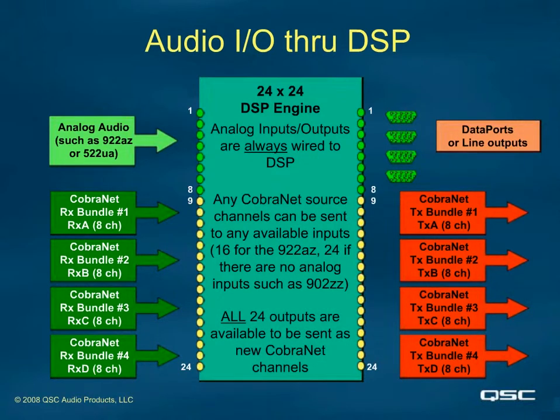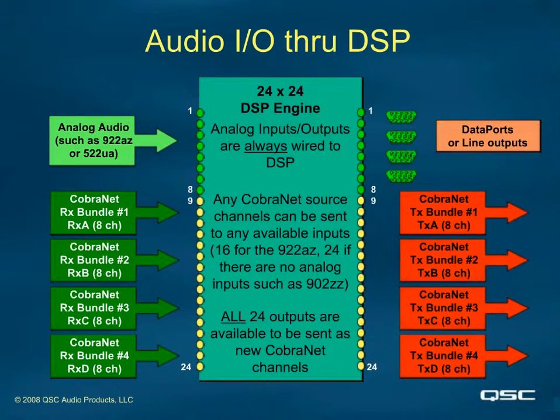Outgoing CobraNet signals can be populated up to 4 new bundles, with up to 8 channels per bundle for a total of 32 channels. Unlike the inputs, which are limited to those available which are not already pre-wired to the DSP engine, all 24 outputs are always available to be sent as CobraNet signals, even for those DSP outputs already pre-wired to the analog outputs.